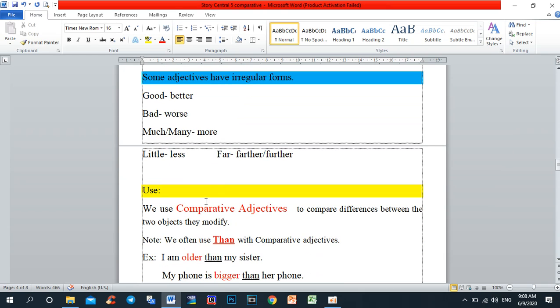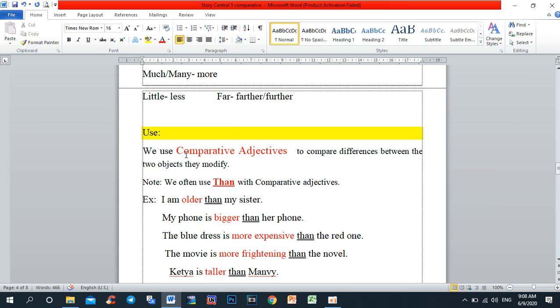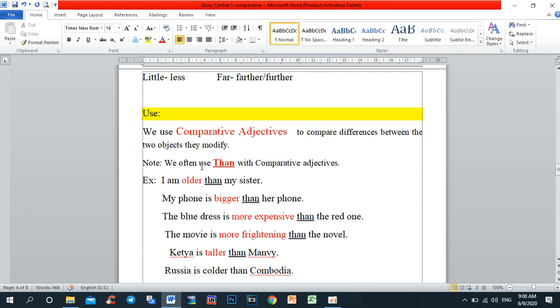Okay. Now move to the use. So we use a comparative adjective to compare differences between the two objects they modify. And you have to remember that we often use than with a comparative adjective. After the adjective, you need to use the word than because you compare one thing that is better than another thing. For example, I am older than my sister. See here? I am older than my sister.